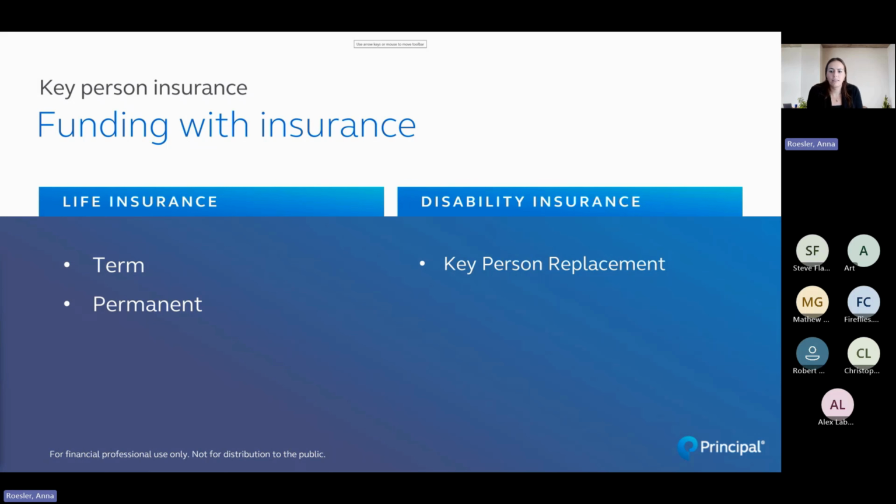So for term, there's 10, 15, 20, and 30 year. And then we have the permanent options with Principal. Those are all universal life products. And I'll get into what that looks like with each of these options for the life insurance.